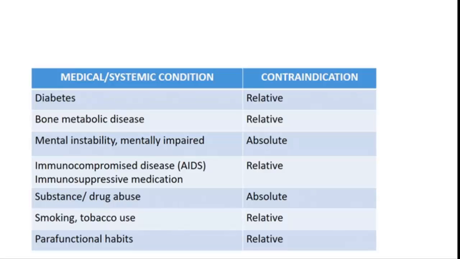So if you remember that absolute contraindication is mentally unstable, impaired, and drug abuse. These are absolute contraindications. The rest of the things like diabetes under control or any bone metabolic disease under control, parafunctional habits can be controlled and treated, followed by the placement of the dental implants.